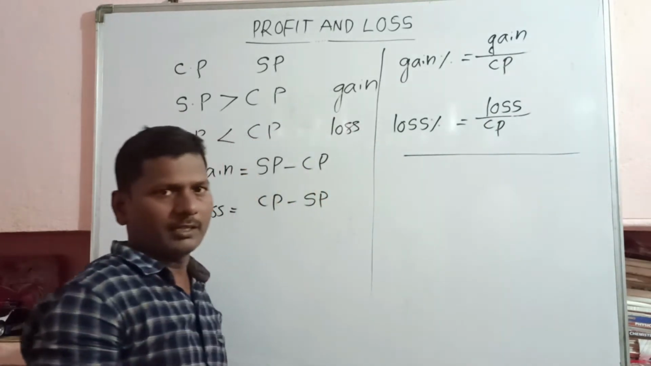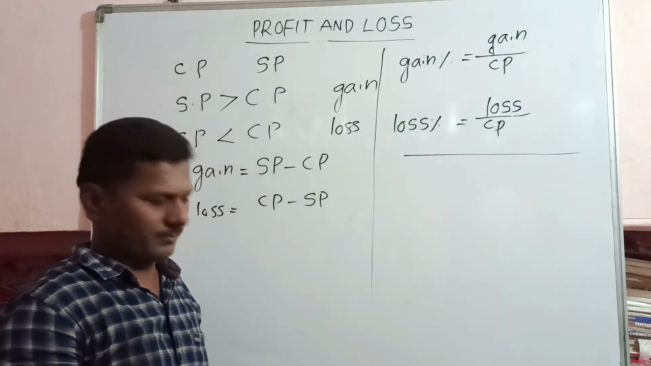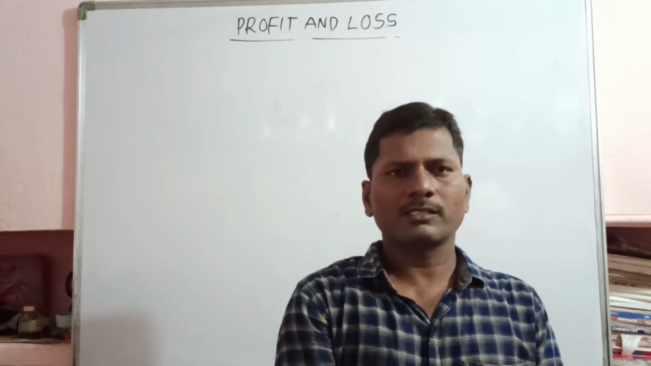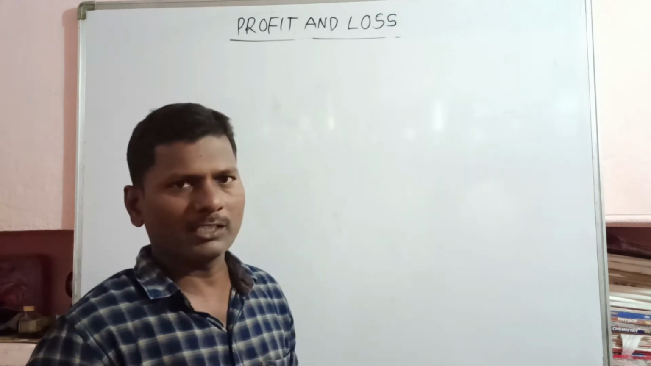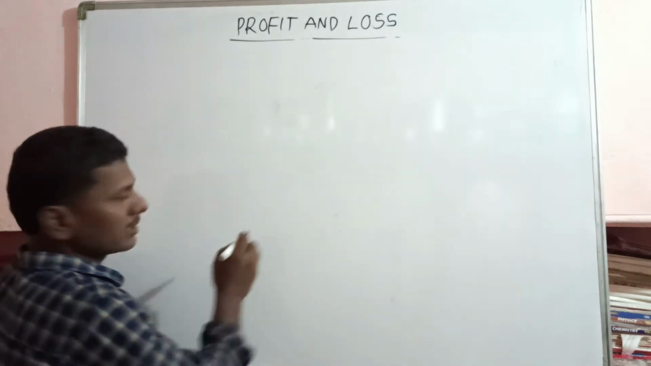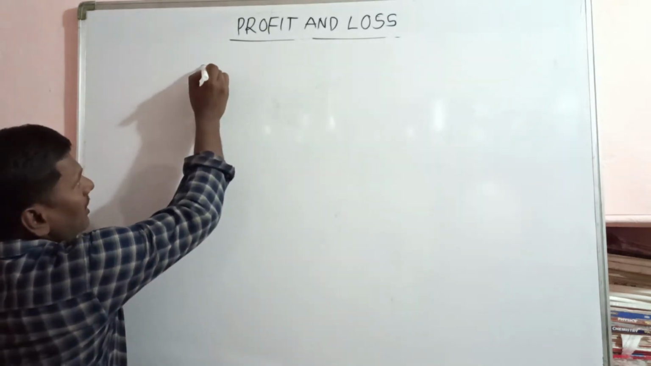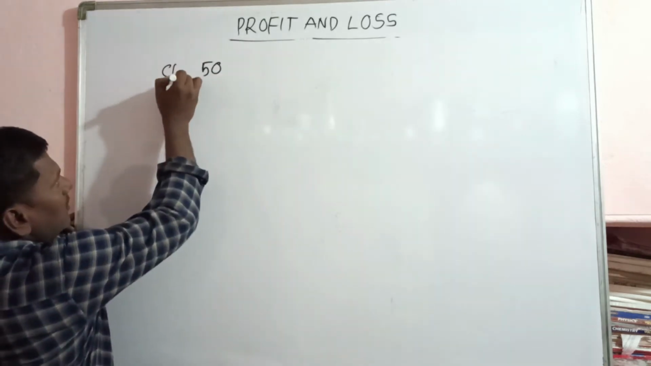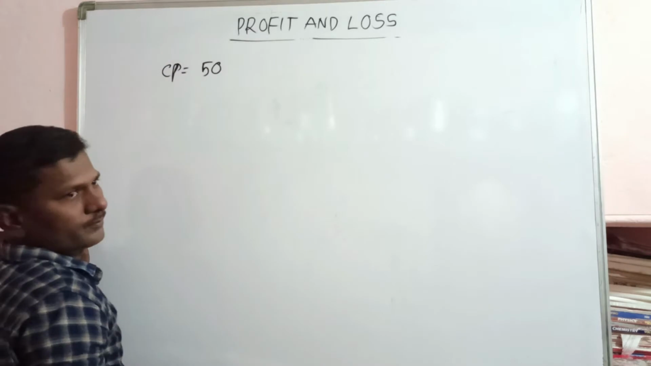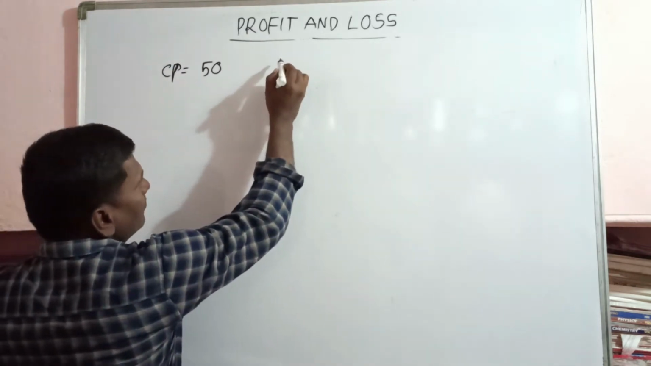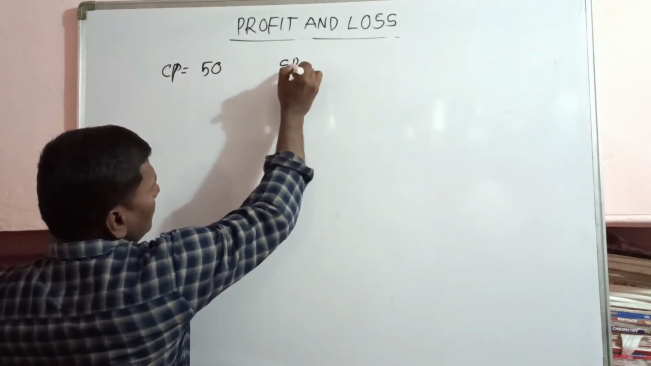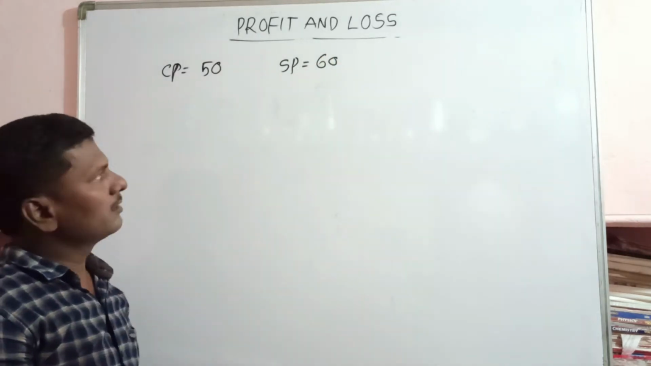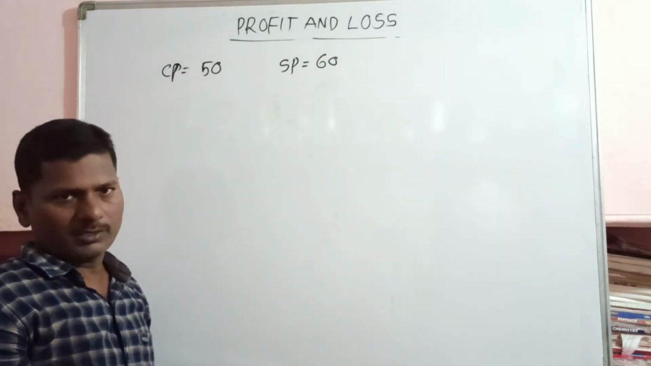I will make it clear by taking a small example. To understand this concept, I am giving you a small example. Suppose an article is bought for 50 rupees. That means cost price is 50 rupees. That is sold for 60 rupees. So cost price is 50 rupees. Selling price is 60 rupees.